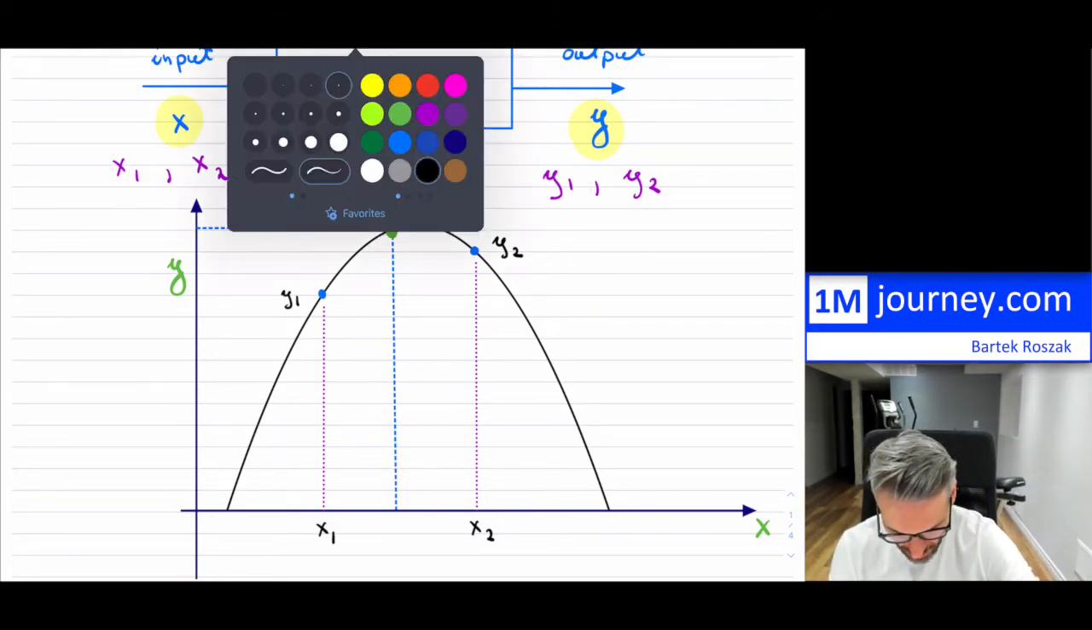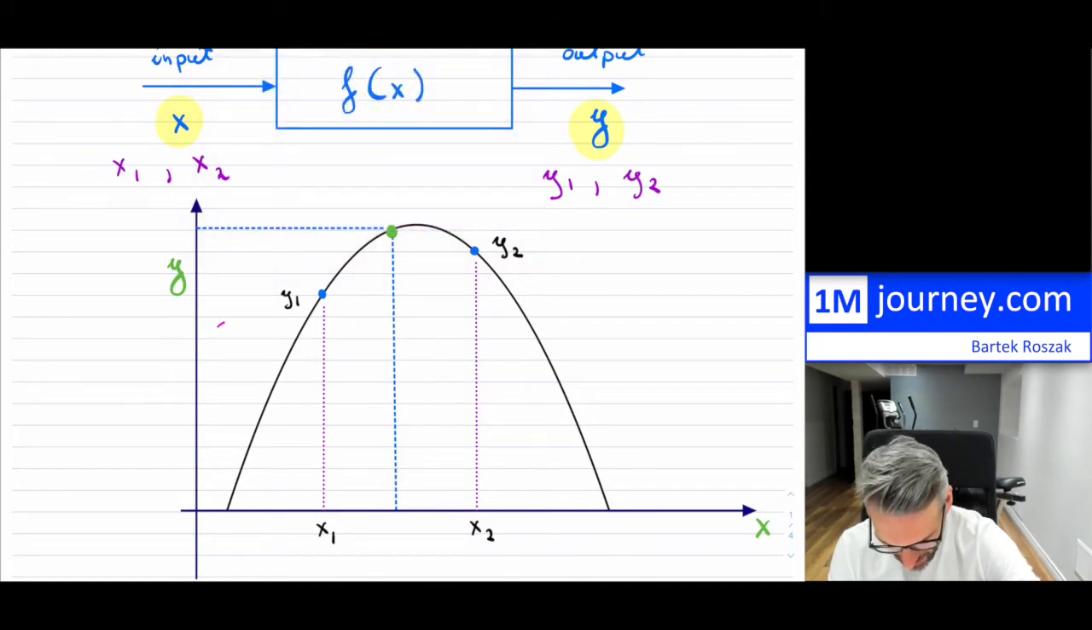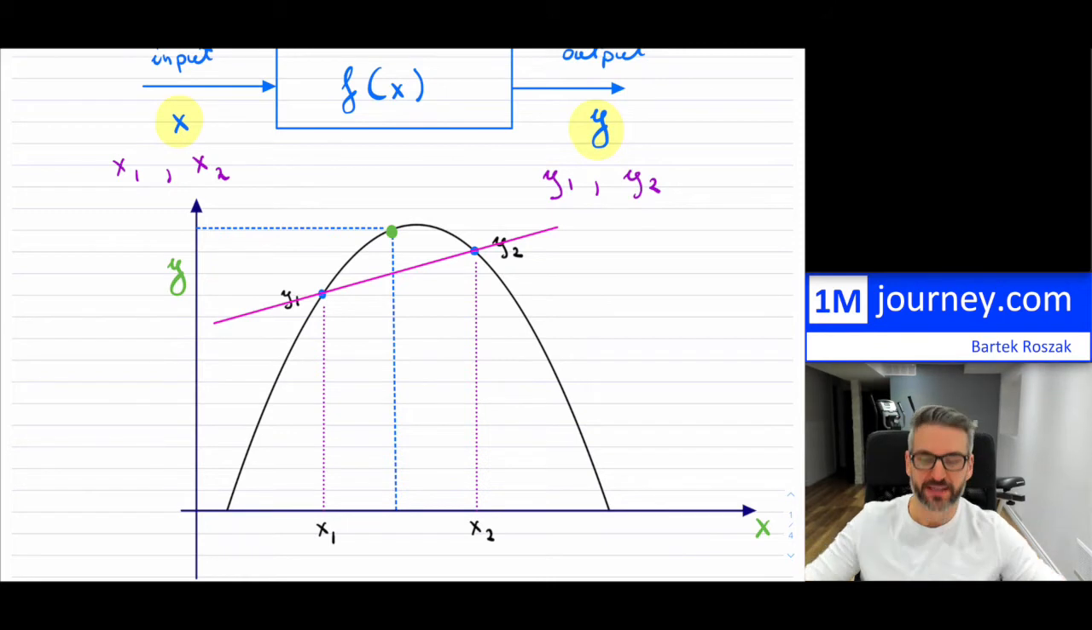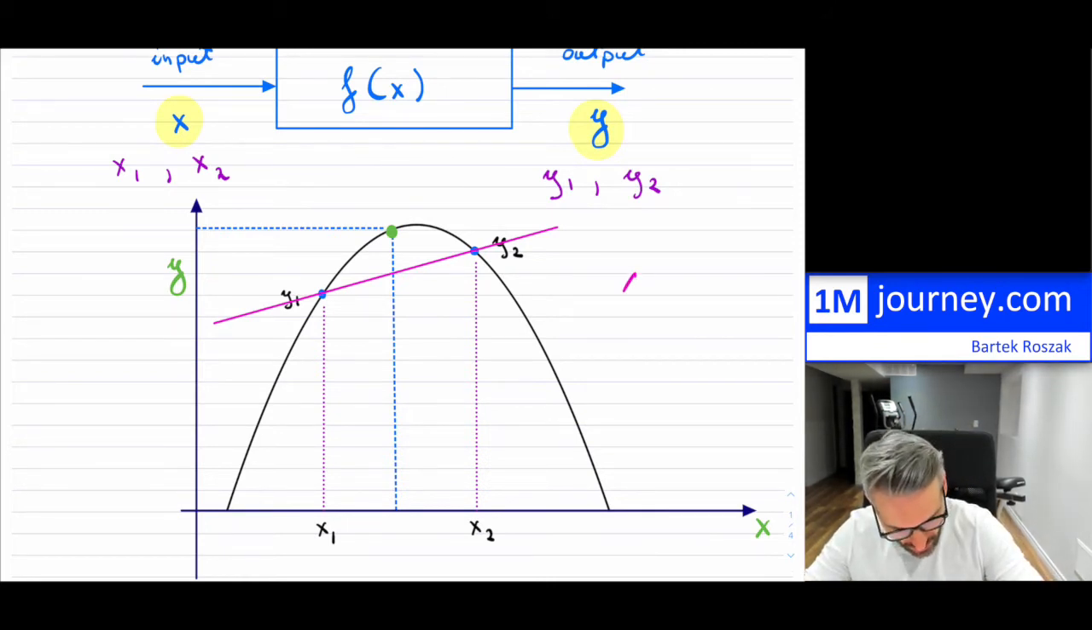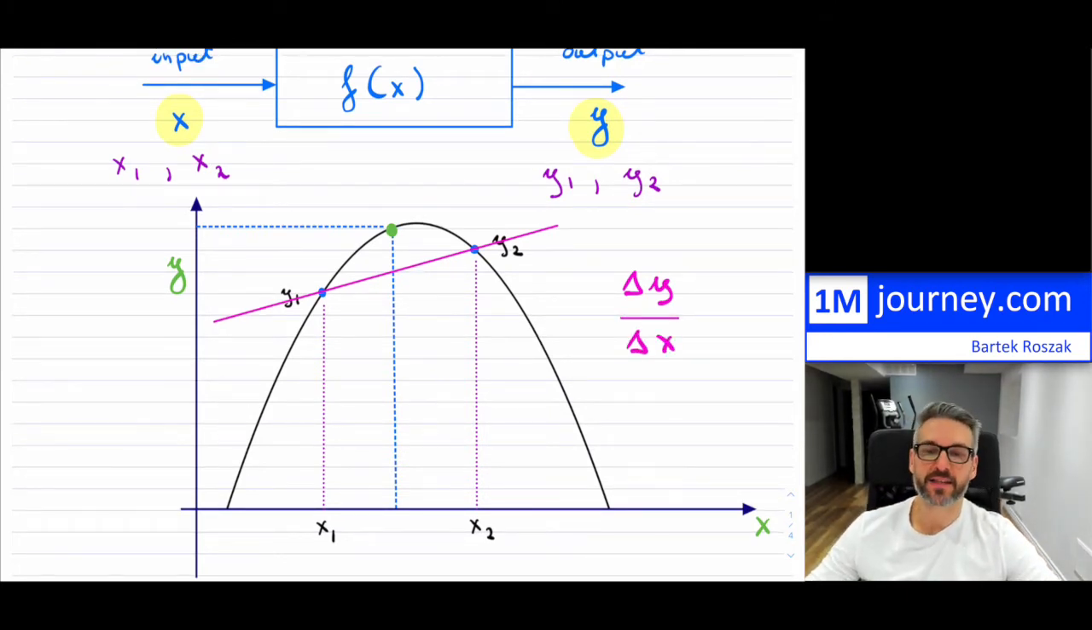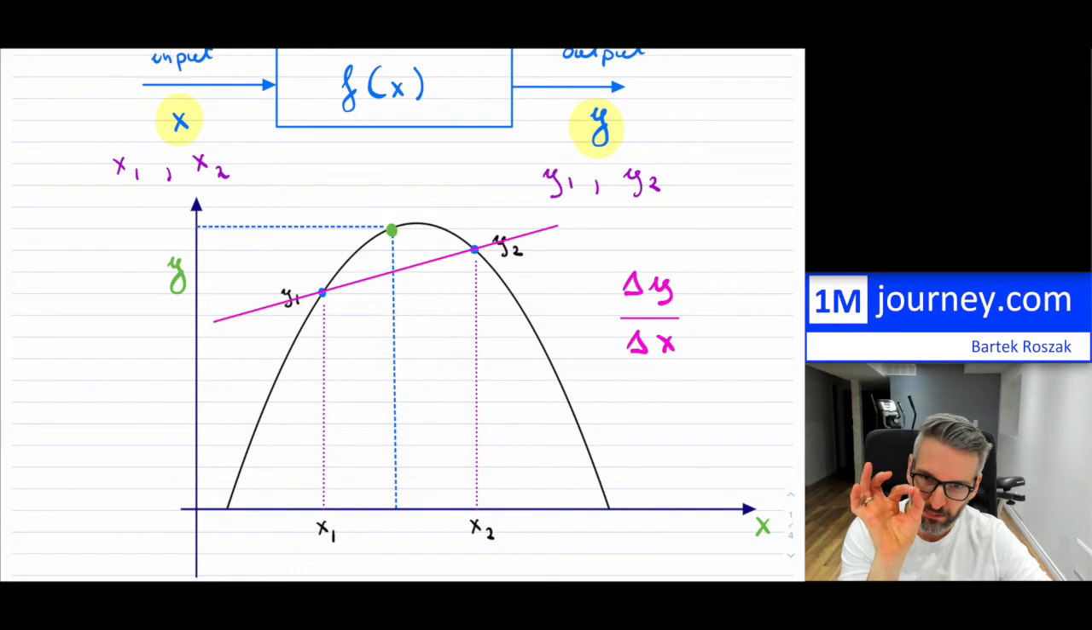So maybe I'll choose a different color here and try to create a secant for us. We'll just go something like this. It's not perfect, but let's say it's that. Now we can create a rate of change, which would be the change in our y relative to our change in our x. Instantaneous actually means the same thing. The only idea is that we're trying to look at this particular rate of change almost at a point.